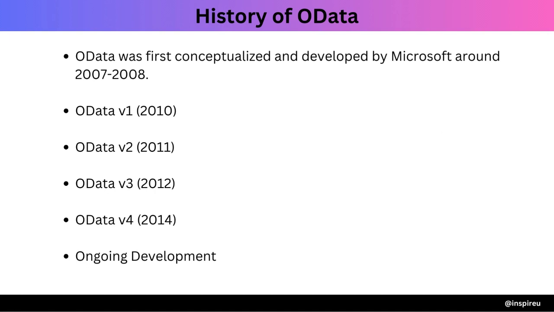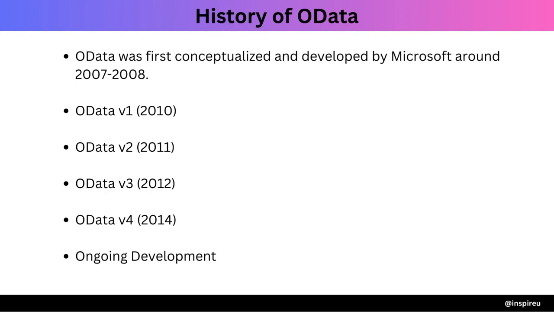OData was first conceptualized and developed by Microsoft around 2007 to 2008. It began as a project within the company to create a standard protocol for RESTful APIs. Initially, it was known as the Astoria project. The first version of OData was released in 2010. It aimed to define a set of best practices for building and consuming RESTful APIs. This version laid the groundwork for subsequent advancements in the protocol.